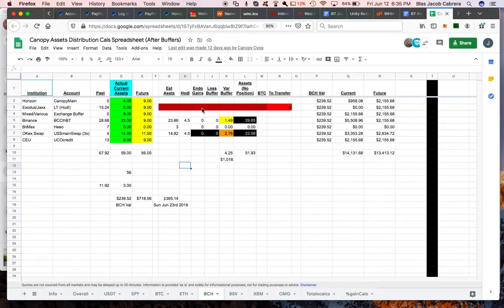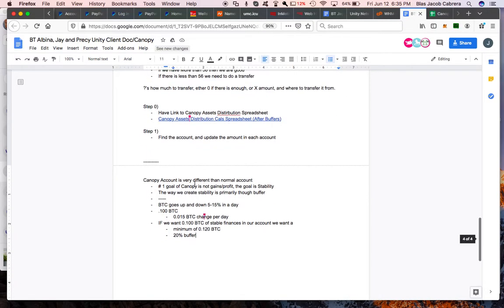Okay, so basically the important columns here are column D, which is the actual current assets, and then column L, which is the assets with no position. I should explain this, right? So this is the first point: understanding buffers. Then the other part is understanding a trade.